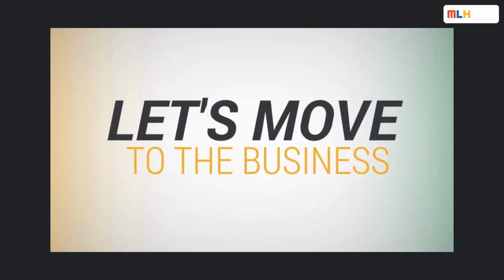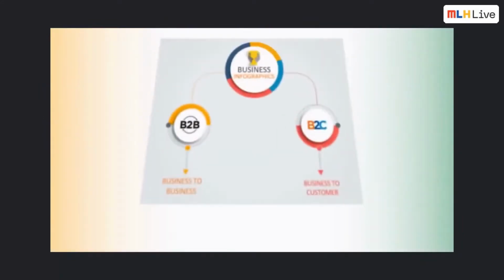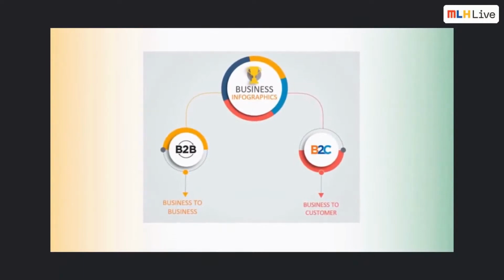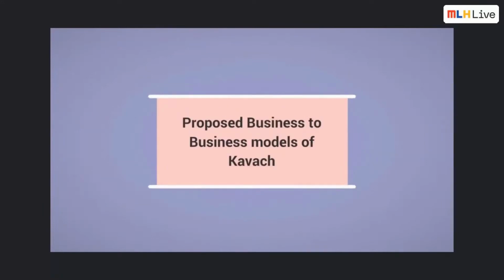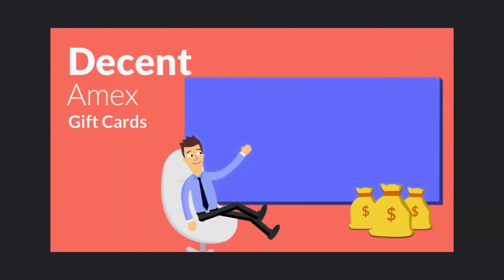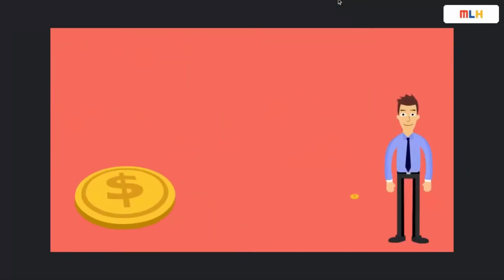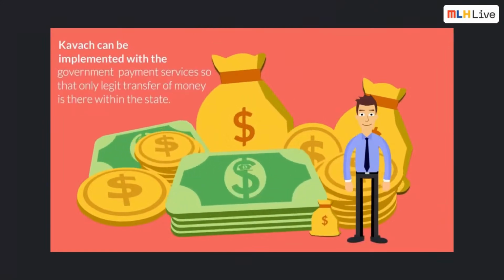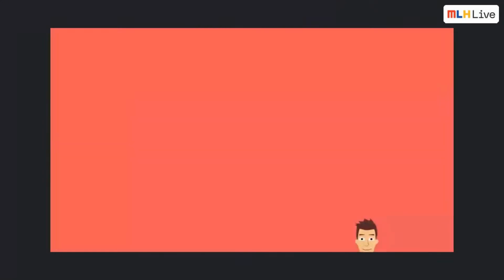Let's move to the business aspect of Kavach. The business models of Kavach are broadly divided into business to business and business to customers. The proposed business to business model targets to be integrated with Amex credit cards. In this model, the lender can become the nominee for the borrower. Kavach can also be implemented with the government payment services so as to ensure legit transfer of money within the state.